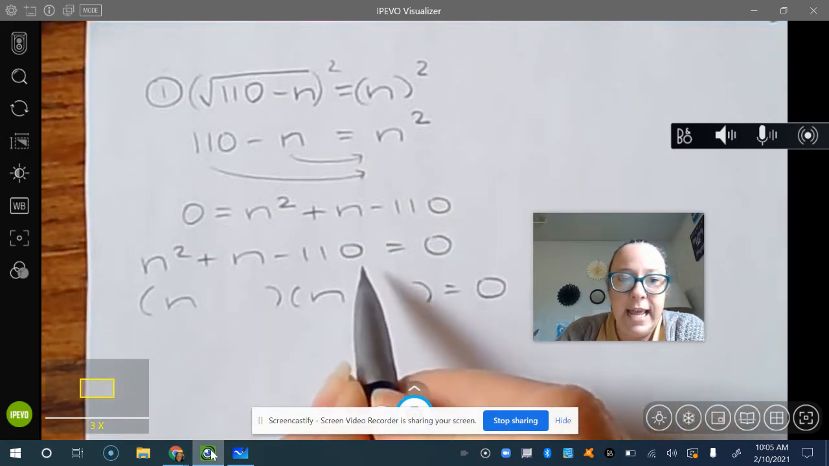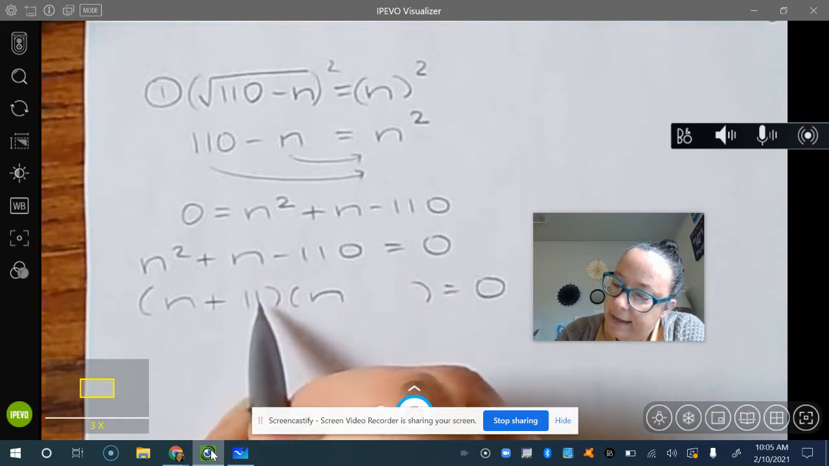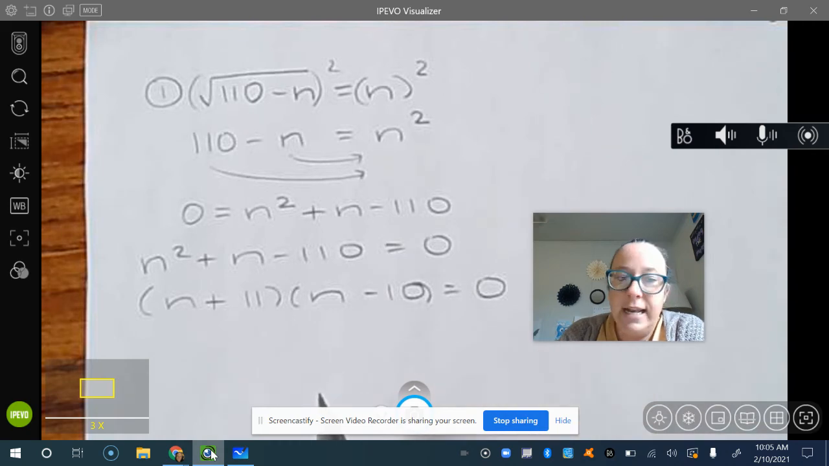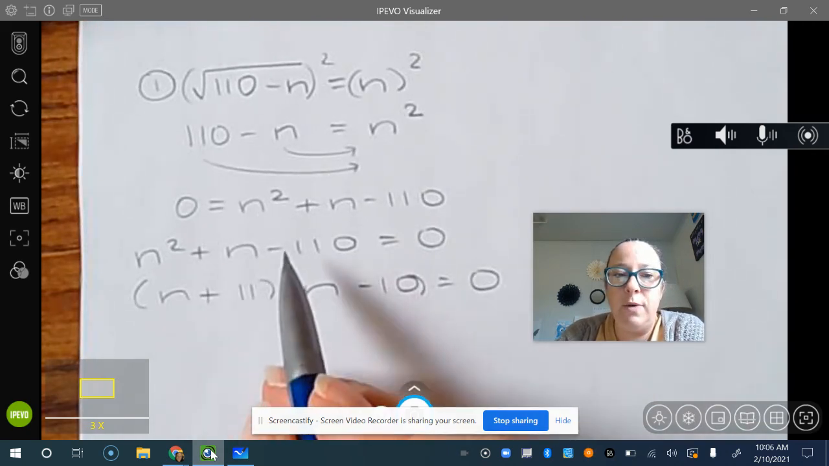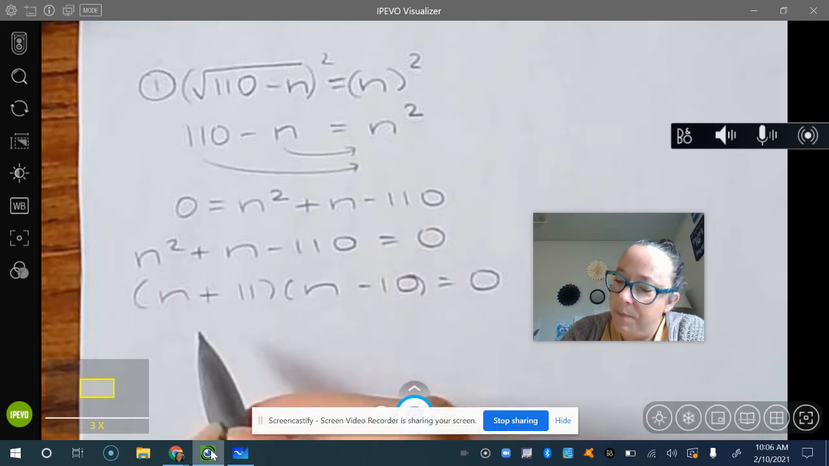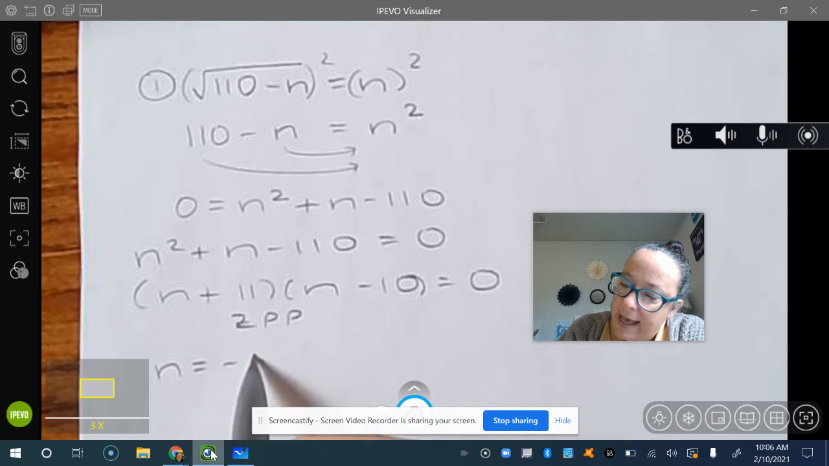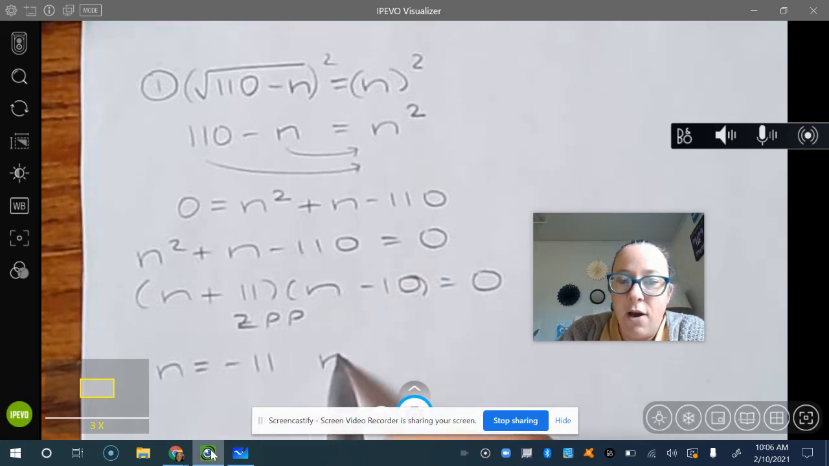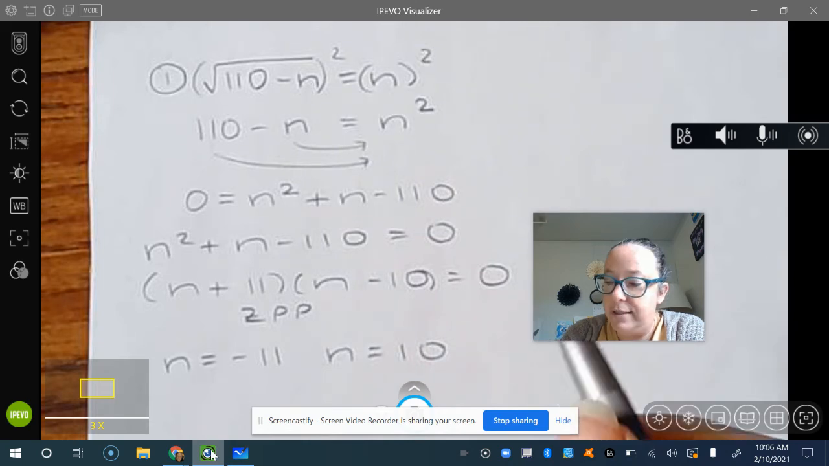What times what equals -110 but adds to give you 1? That would be 11 and -10. And guys, if you're not comfortable with factoring, which you should be, you could always use the quadratic formula or complete the square. I ZPP this. I set each of these equal to 0. I get n equals -11, and I also get n equals 10. I need to check for extraneous solutions.